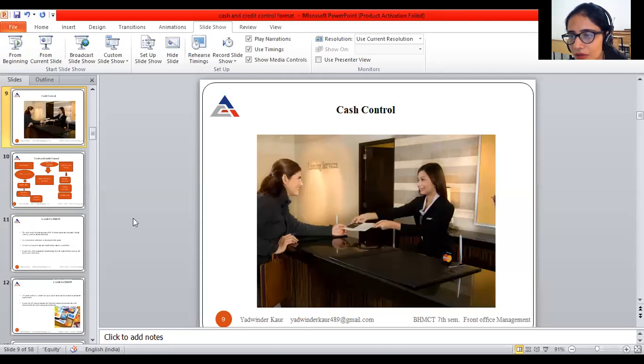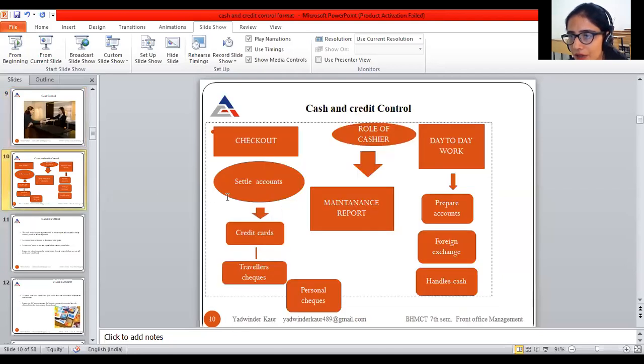Cash and credit control. This is the one major chart: when guests are checking out, they settle accounts by credit cards, travelers checks, personal checks, right? So the role of the cashier, maintenance support, day-to-day work, preparing accounts, foreign exchange, handling cash. These are involved in cash and credit control.